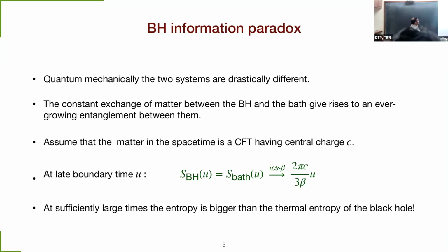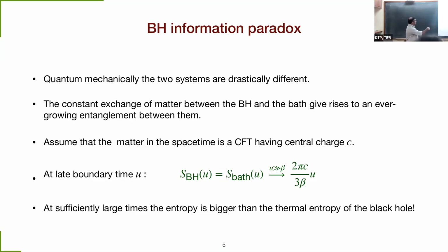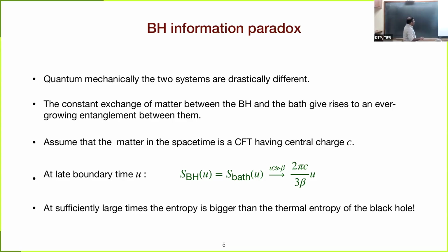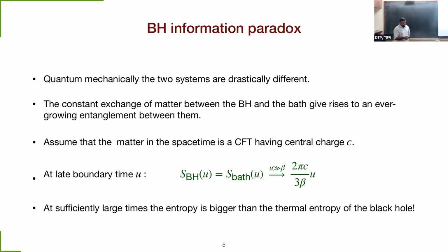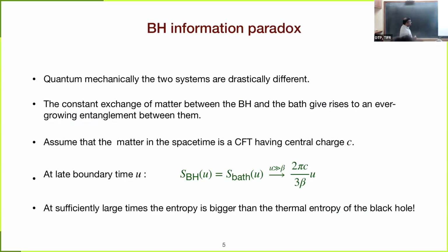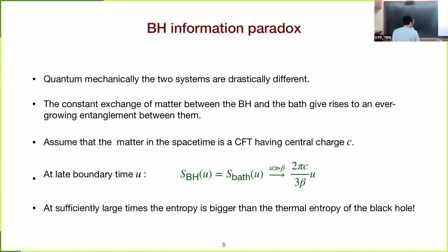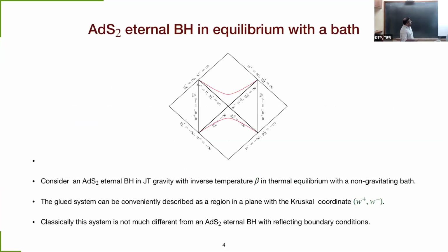So this is a system that was considered by Maldacena, Almheiri, and collaborators. They think of this as a model of the black hole information paradox. Here what happens is that at sufficiently large time, the entropy becomes bigger than the thermal entropy of the black hole, which is not allowed. That's why it's a paradox. So you need to resolve this paradox.